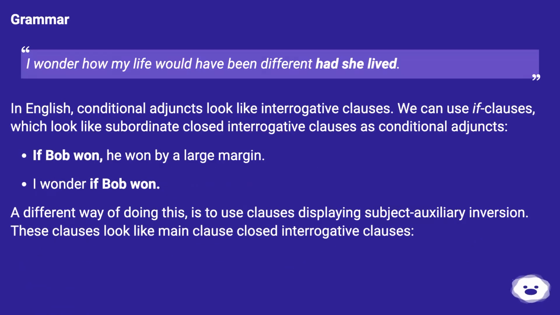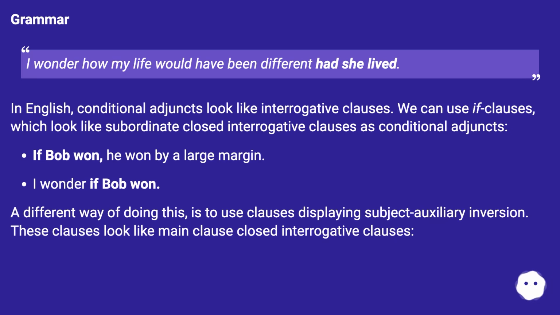Grammar. "I wonder how my life would have been different had she lived." In English, conditional adjuncts look like interrogative clauses. We can use "if" clauses, which look like subordinate closed interrogative clauses, as conditional adjuncts. "If Bob won, he won by a large margin." "I wonder if Bob won."